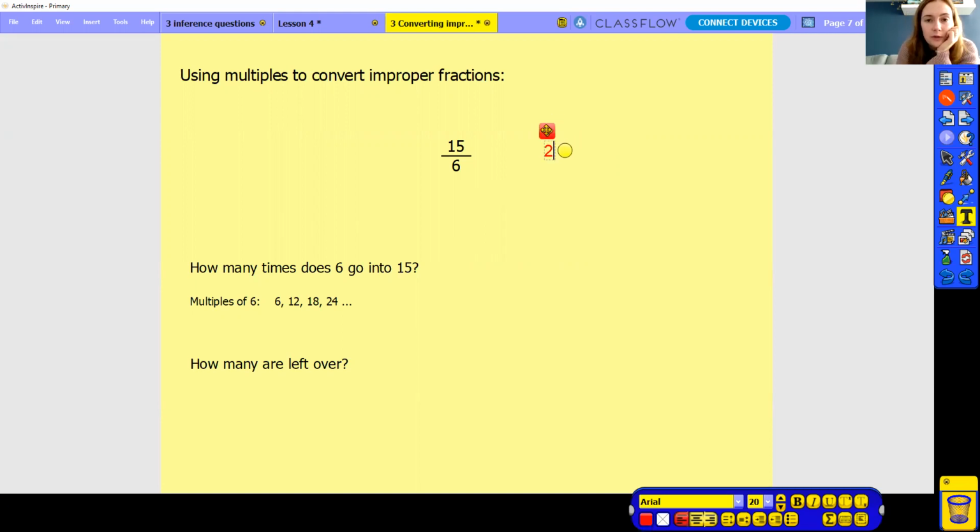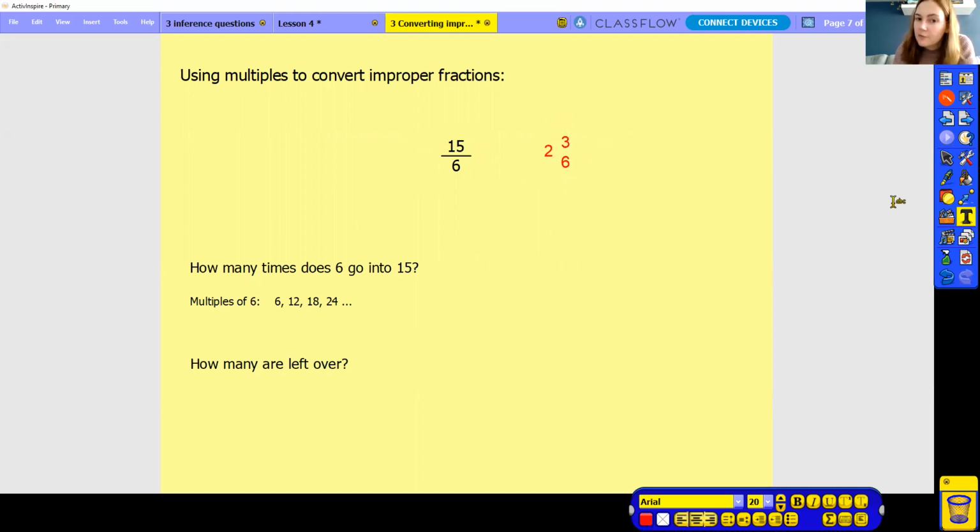So we've got 2 full groups. Now let's think what's left over. We said it was 6, 12, and the numerator was 15. So what's the difference between 12 and 15? 12, 13, 14, 15. The difference is 3. So we have got 3 left over. And remember, it's 3 over 6. Okay, so we've got 2 and 3/6.